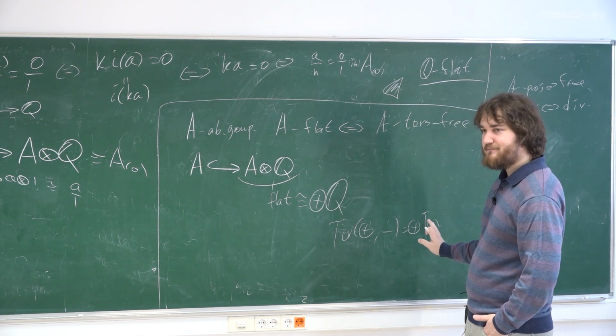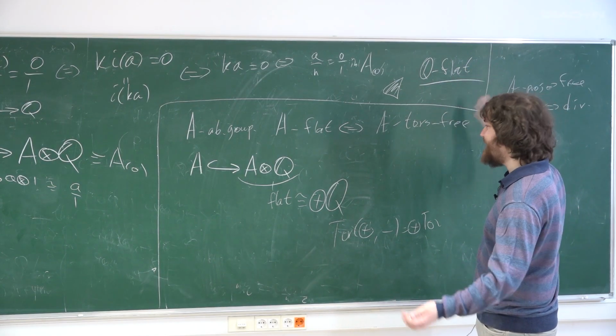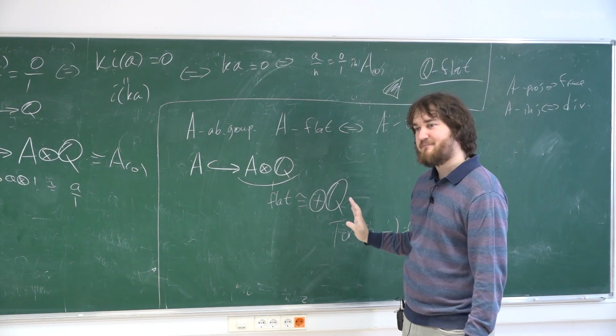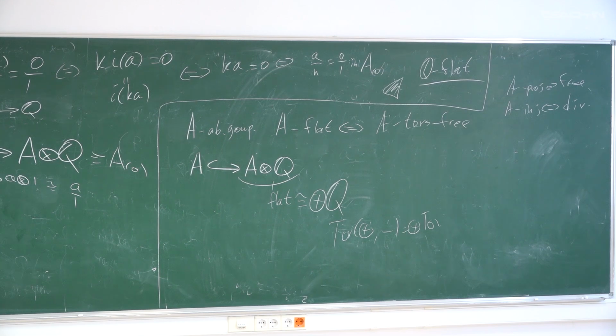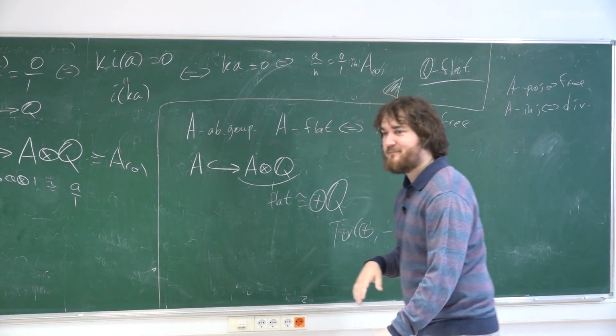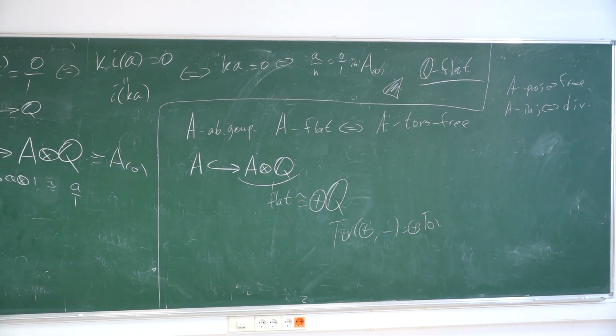Okay? So in fact, from this we obtain that any direct sum of Q, any Q vector space, is flat, and so any rationalization is flat. Because the tensor product with Q is a Q vector space. You can multiply by rationals from the right, for example. It's an extension of scalars to Q.